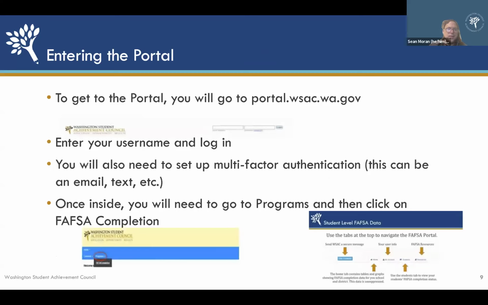Okay, so, entering the portal. Once you have a portal account, to get to the portal you will just go to portal.wasac.wa.gov. You're going to enter your username and login, and you will also need to set up multi-factor authentication. This can be an email, a phone number, or text.